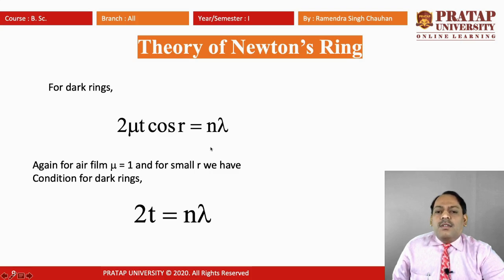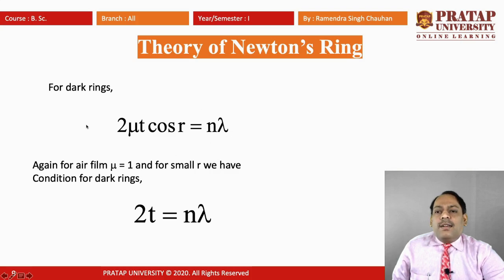Stokes law is that when a light ray is reflecting from a rarer to denser surface, means a light ray is coming from the rarer medium and falling on the denser medium and getting reflected at the denser medium, then a path change of lambda by 2 or a phase change of pi is observed or is created in the wavelet.